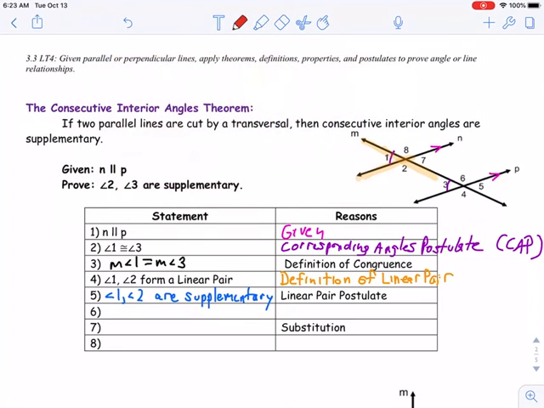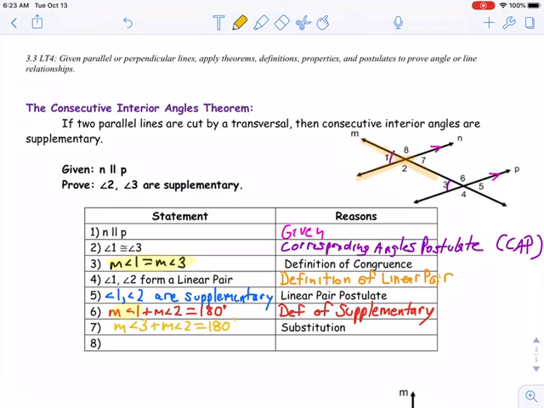And again, buzzwords, since they're supplementary, I'm going to say measure of angle 1 plus the measure of angle 2 equals 180 degrees. And I know that by the definition of supplementary. Cool beans. Next. All right, I'm getting close to the punchline. I need to do substitution. How am I going to do substitution? Well, angle 1 equals angle 3. So where I see this angle 1, I'm going to replace it with an angle 3. Measure of angle 3 plus the measure of angle 2 equals 180 degrees.